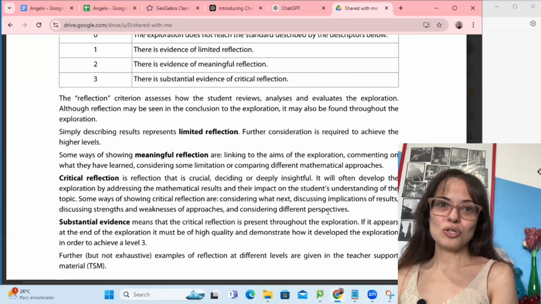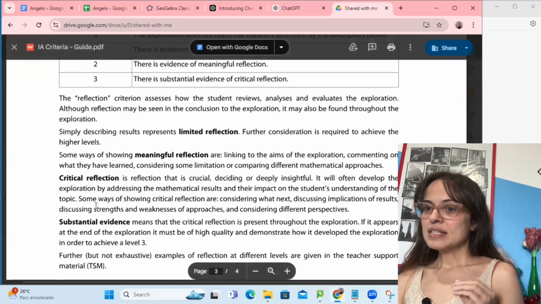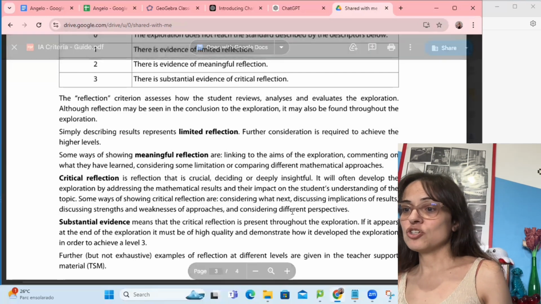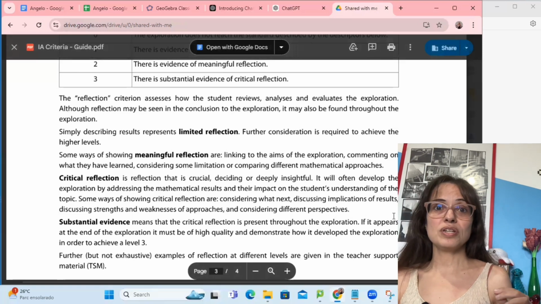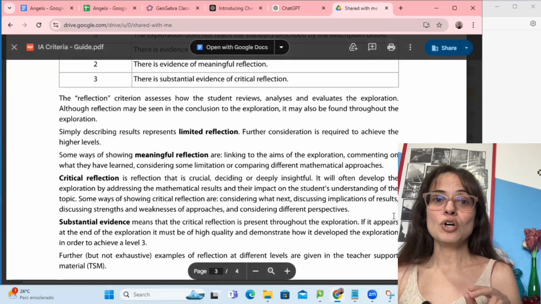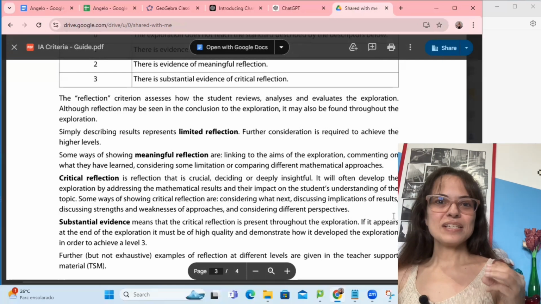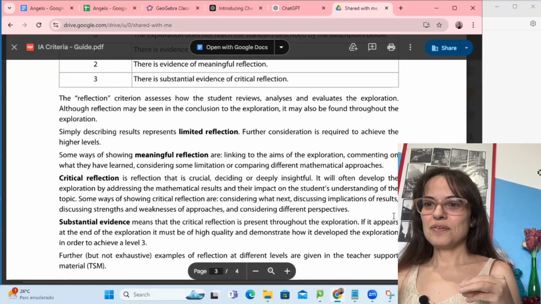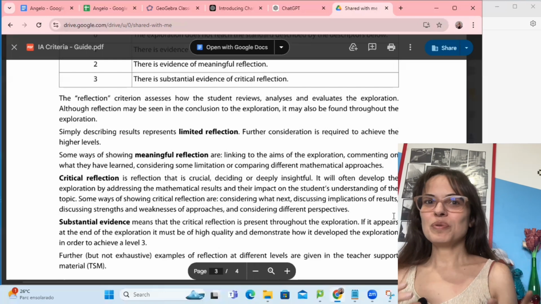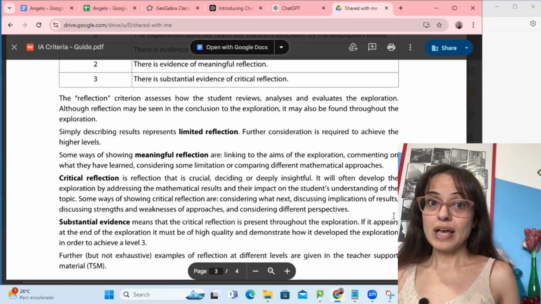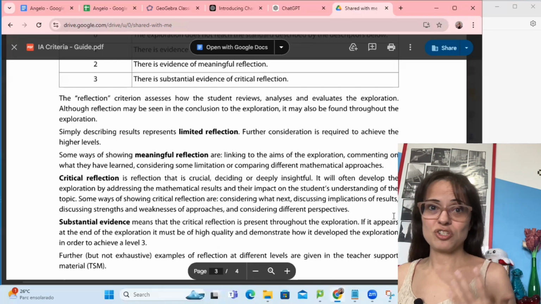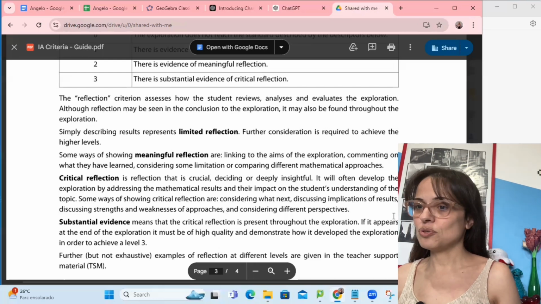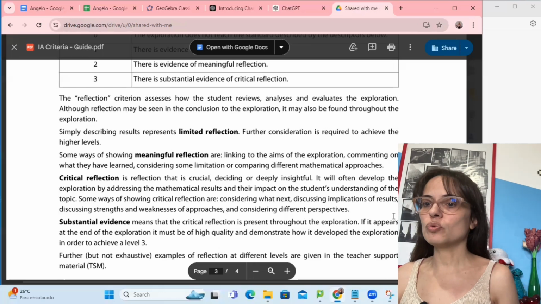I just chose not to because it would be too much work. Some ways of showing critical reflection are considering what next, which is also another thing that a lot of students treat as a checkbox. They always do what next paragraphs in the end of their file, as if that alone is going to take their 0 personal engagement into a 3. This does not help. Discussing implications of results, strengths and weaknesses, which is also another one that is easy to latch onto but doesn't really do anything on its own.